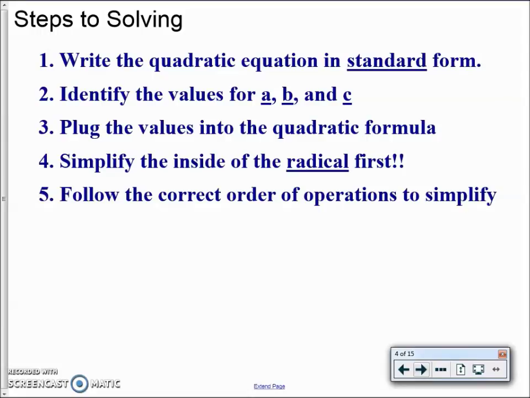Our steps for solving with the quadratic formula: we're going to write the quadratic equation in standard form. We're going to identify our values of a, b, and c. We're going to plug those values into the quadratic formula. We're going to simplify the inside of the radical first, and that's also known as the discriminant. And we're going to follow the correct order of operations to simplify.